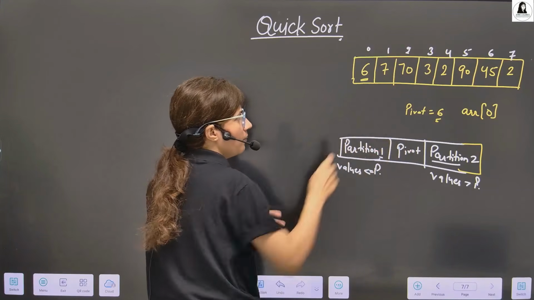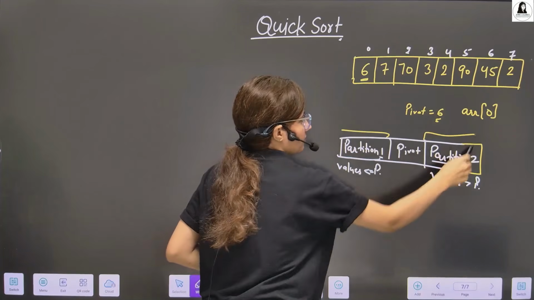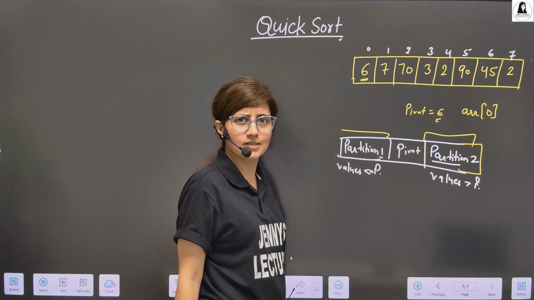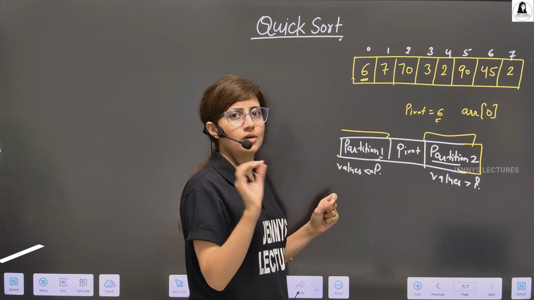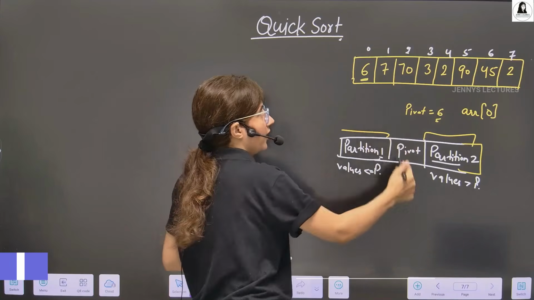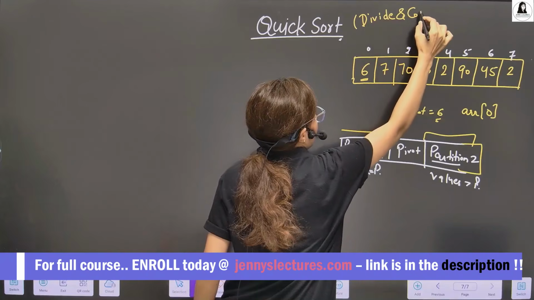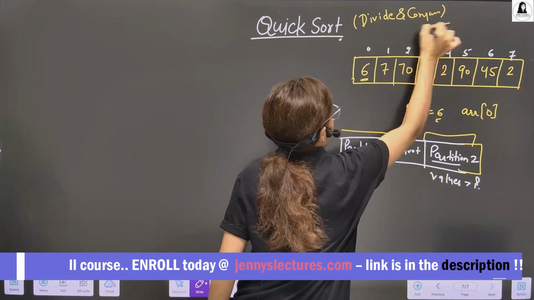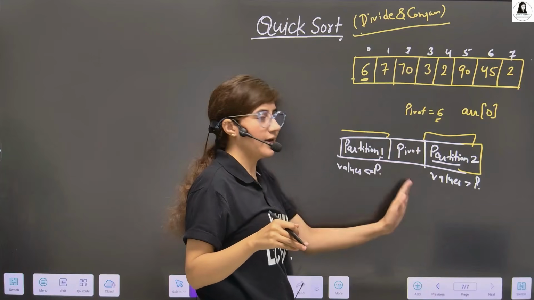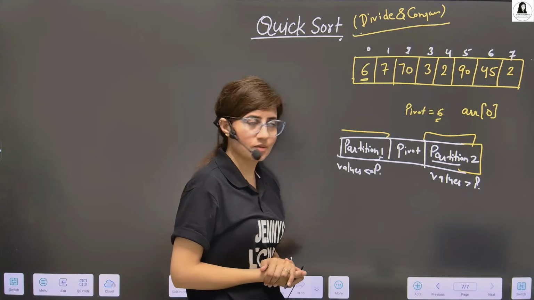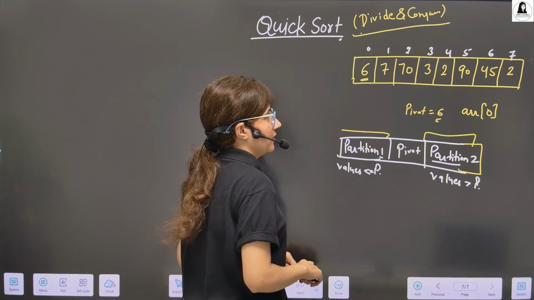So basically we are partitioning this array into sub arrays. This is one sub array, this is the second sub array. This partitioning step is really crucial in quick sort. We are dividing, which is why it's a divide and conquer sort. It follows the divide and conquer approach. We divide and then we find the correct position. How do we divide, and how do we find the correct position? Let's see.